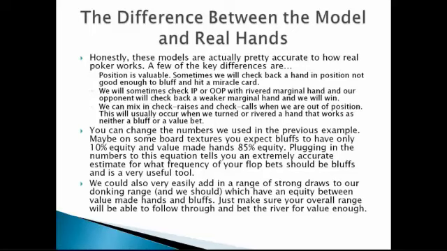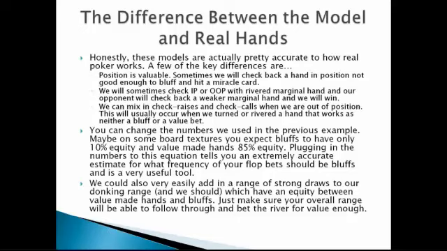We could also very easily add in a range of strong draws to our donking range, and we should, which have an equity between value-made hands and bluffs. Just make sure your overall range will be able to follow through and bet the river for value enough. So as you remember, we needed to be able to bet the turn and river for value 34.3% of the time. Strong draws usually have around 40% equity. So strong draws have more equity and are going to be able to usually bet the turn and the river for value more than we need. So adding in some strong draws to our range does let us add in a little bit more bluffs, but a strong draw doesn't let us bluff nearly as much as a very strong made hand would.